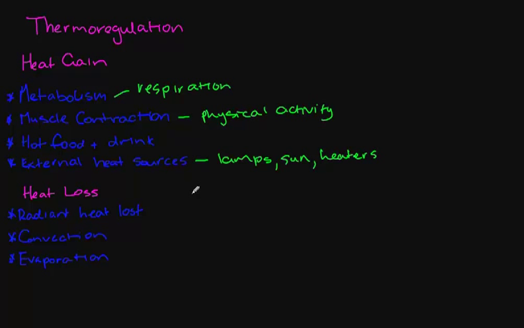The following things will generate more heat loss from the body. Radiant heat loss will occur when the external temperature is cooler. Heat always travels from warm area to cool area, so the outside area is cool. Radiant heat will be lost in that way.